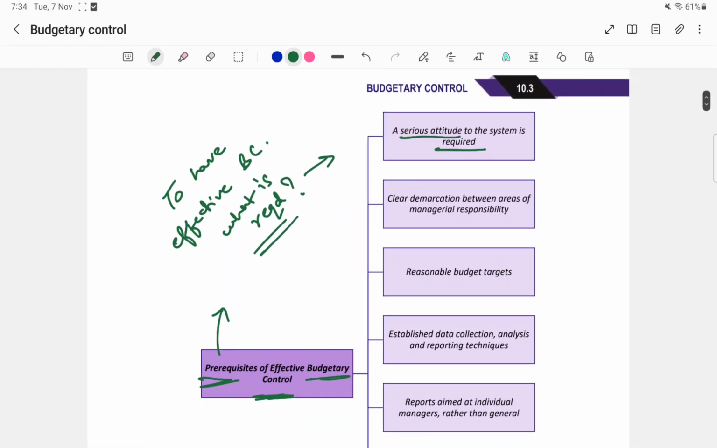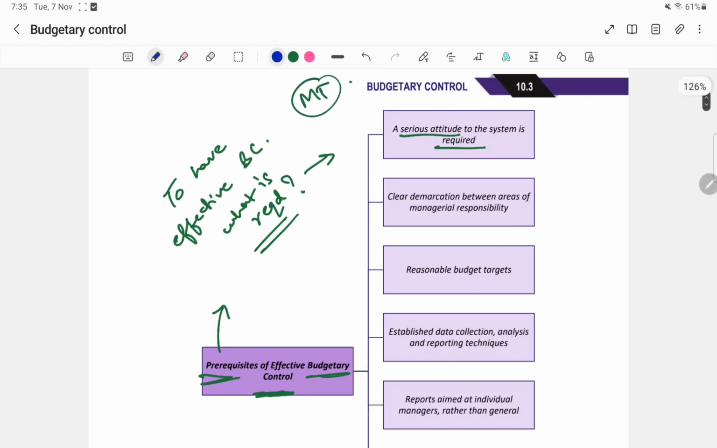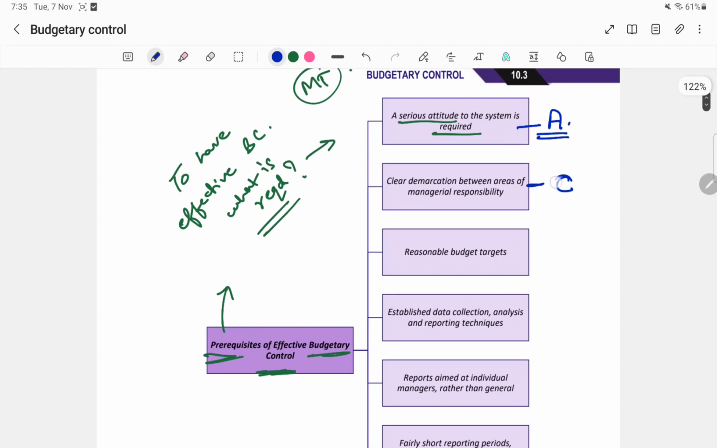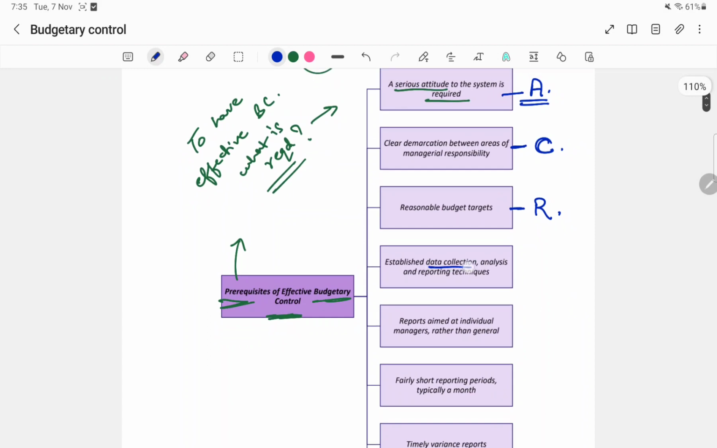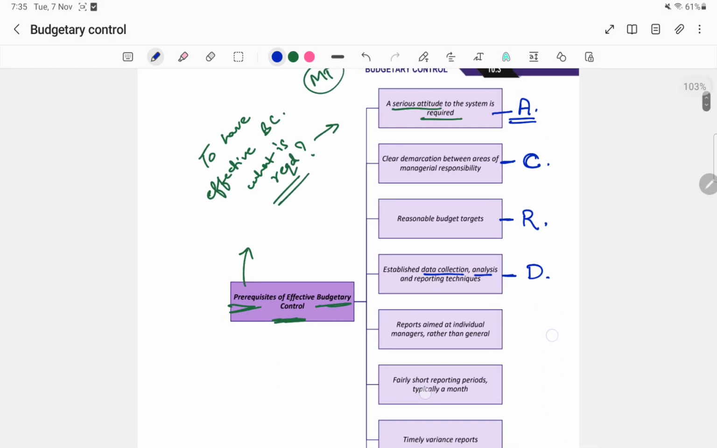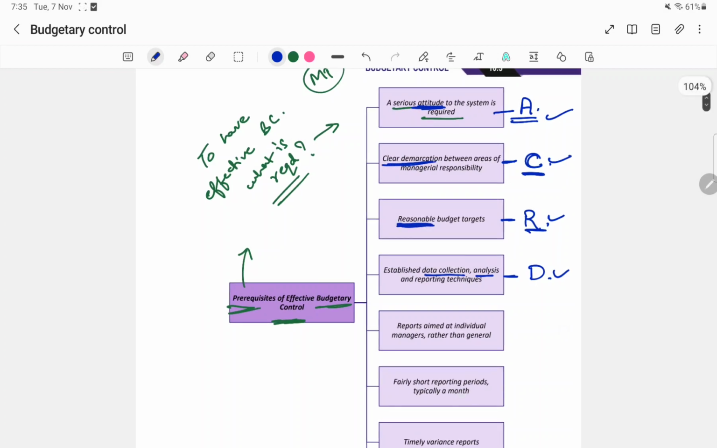So we will use, as we always use in audit also, memory tricks, right? So a serious attitude. From attitude you can remember A. Clear demarcation, that is C. Reasonable budget targets, that is R. Data collection analysis, related to data, that is D. So A, C, R, D. A, serious attitude is required. C, clear demarcation is there. R, reasonable budget targets. The target should be reasonable. It should not be like 1000 pens to be manufactured by one person in 10 minutes. That is beyond reasonable. So you have to keep reasonable budget targets.